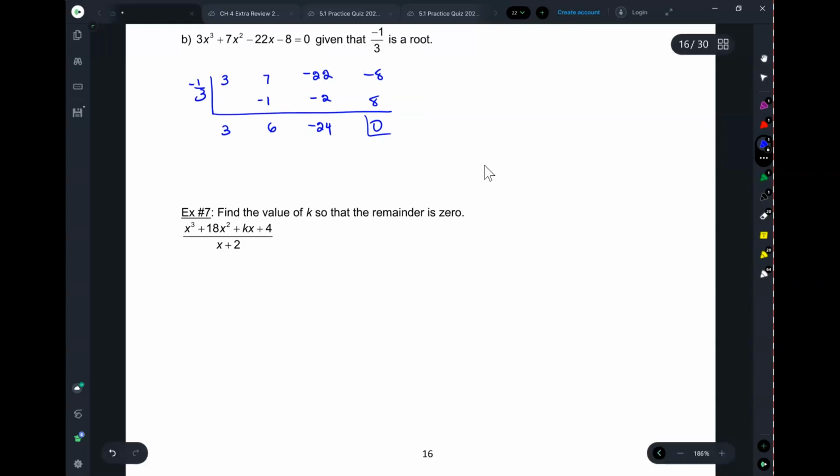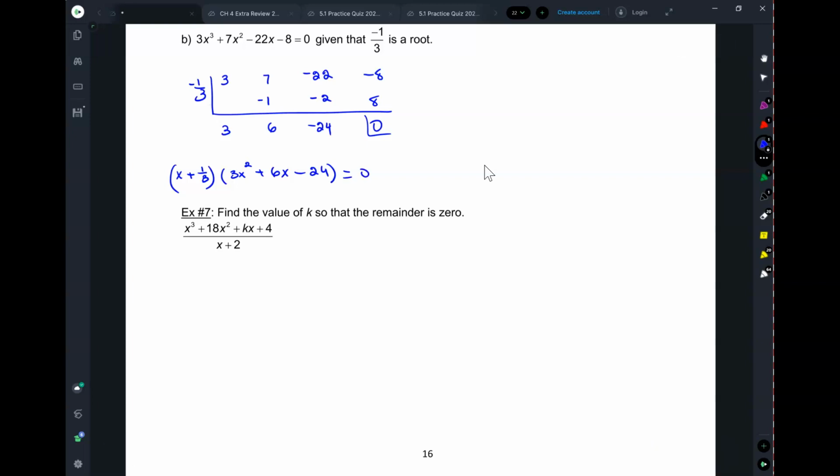Okay, so here we go. What are the factors here? So x plus a third, and then 3x squared plus 6x minus 24. Would it not be 3x plus 1? Yes, it would be. So equals 0.